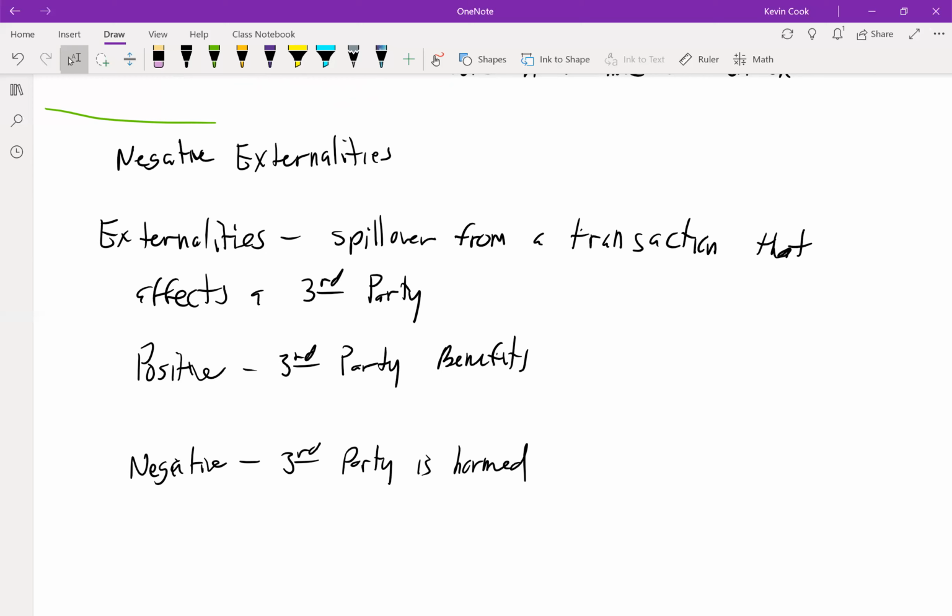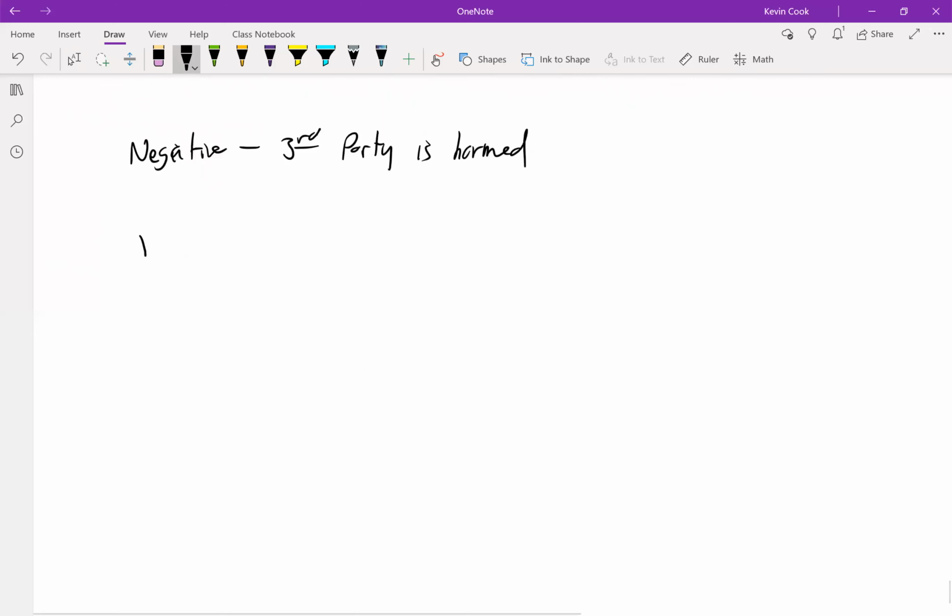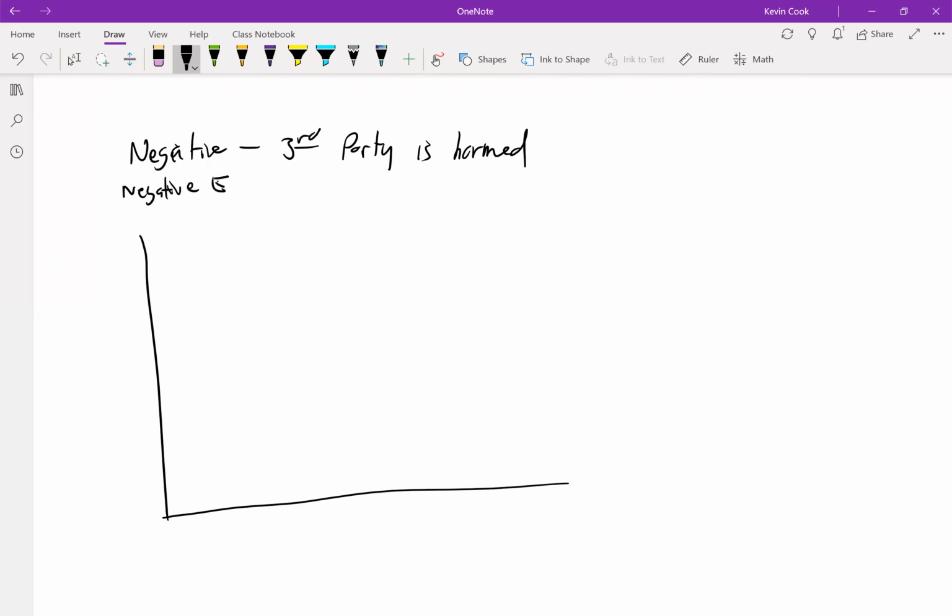Right, you want to be able to identify, so if you're given a scenario, be able to identify if it's a positive or a negative externality. And we can see, what does our graph look like for these externalities? So if we have a negative externality, and we're on that chapter, so we'll focus on that. If we have a negative externality, we're going to see something like this.